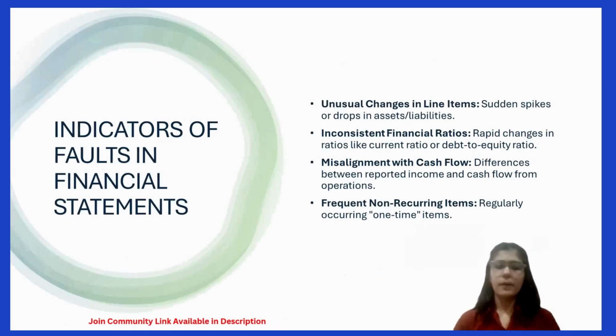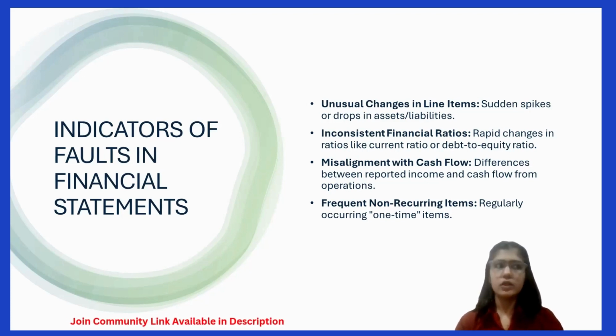So we'll first talk about indicators of fault in financial statements. And while looking into the indicators, we need to compare usually 4 to 5 years of data to actually know about the trends. We can't just compare this year with the previous year and get the complete insight. First in line is unusual changes. There are times where there are sudden spikes or drops in assets or liabilities, which can usually be a negative indicator.